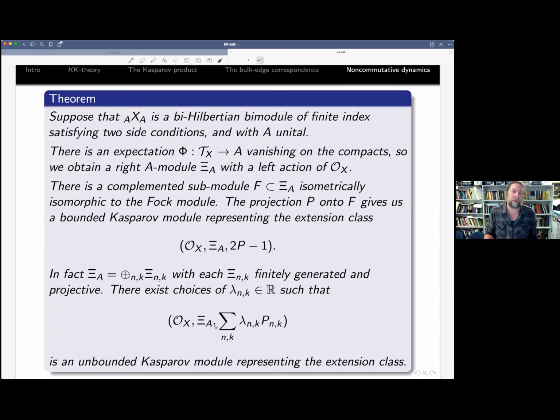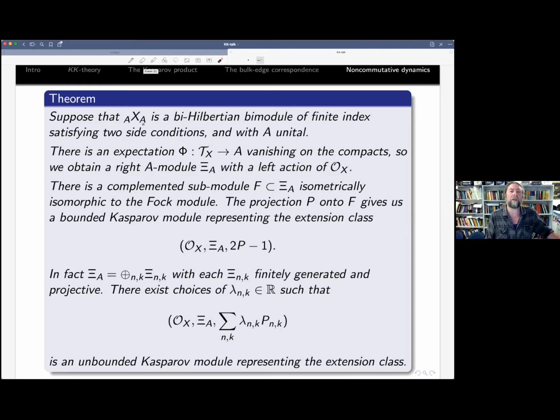Okay, so we're going to start with a bi-Hilbertian bimodule of finite index. And there are going to be two side conditions. I'm not going to tell you what they are because they're rather technical and we don't know any examples that don't satisfy them, so it's kind of uninteresting in some sense. One of these side conditions guarantees that you have an expectation from the Toeplitz algebra to the coefficient algebra A, and it vanishes on the compacts. So you can define an inner product using this expectation.